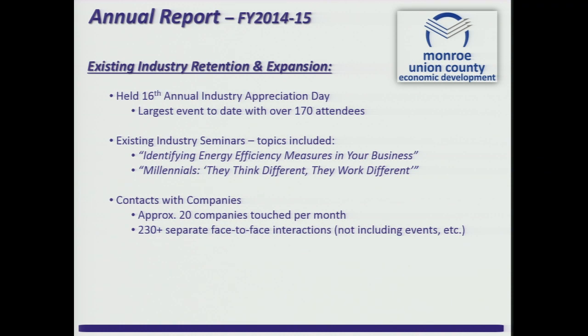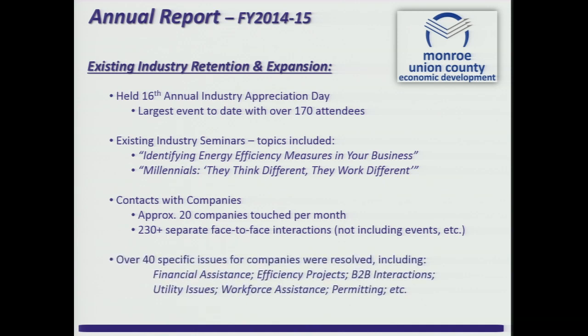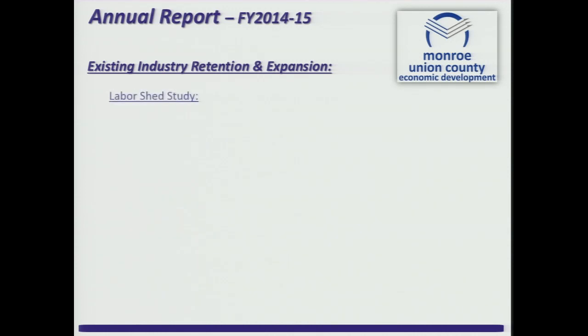They work with approximately 20 companies per month, or 230 plus individual touches with the existing industries. That doesn't include our events and seminars and things like that. So it's an incredible amount of work that they handle on a monthly basis. And so with that, there were 40 specific issues that came up this year that they worked with to help resolve, being financial assistance, efficiency, business-to-business interactions, utility issues, permitting, workforce, you name it. They have run the gamut working that out.